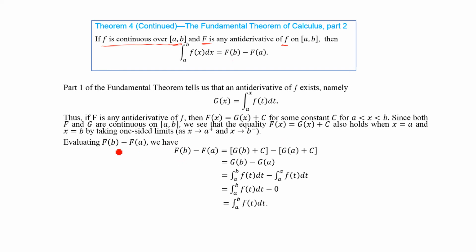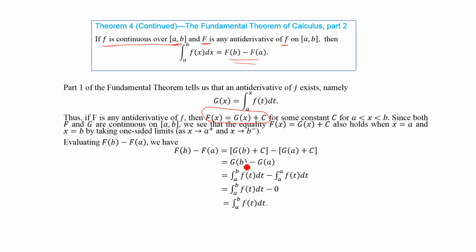So let's find the value of F(b) minus F(a). Let's see what happens. F(b) minus F(a) is equal to g(b) plus c minus g(a) plus c. We are just plugging these values into this relation. c is a constant, so it doesn't make any difference. We are left with g(b) minus g(a), because positive c and negative c make it 0.